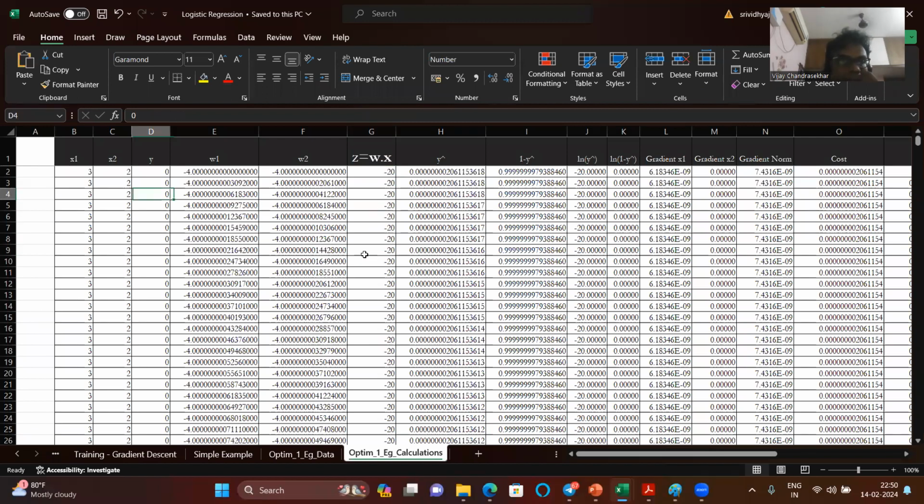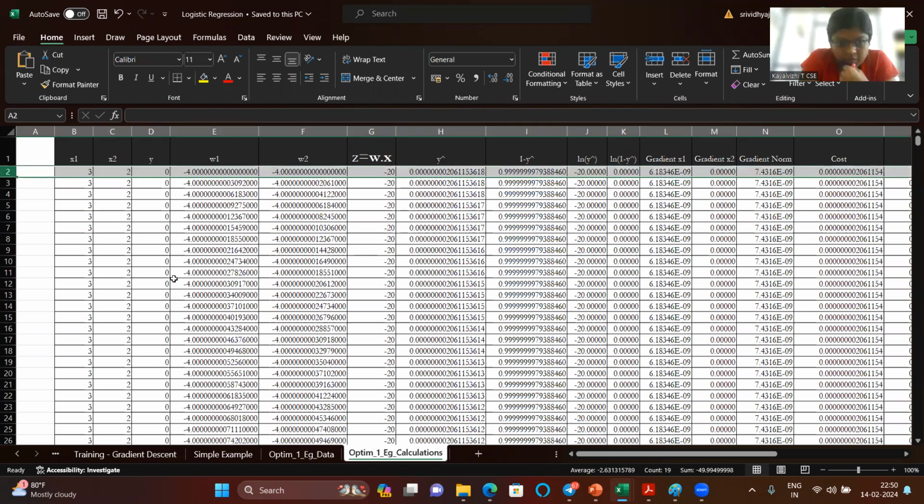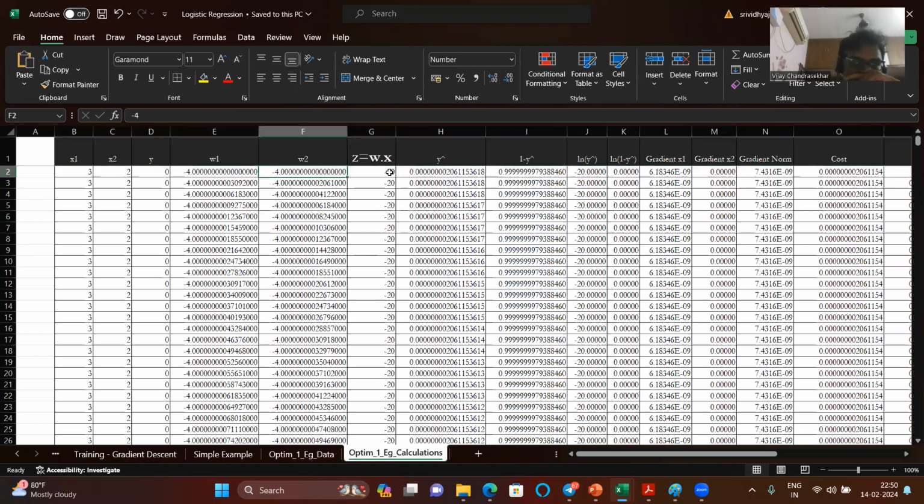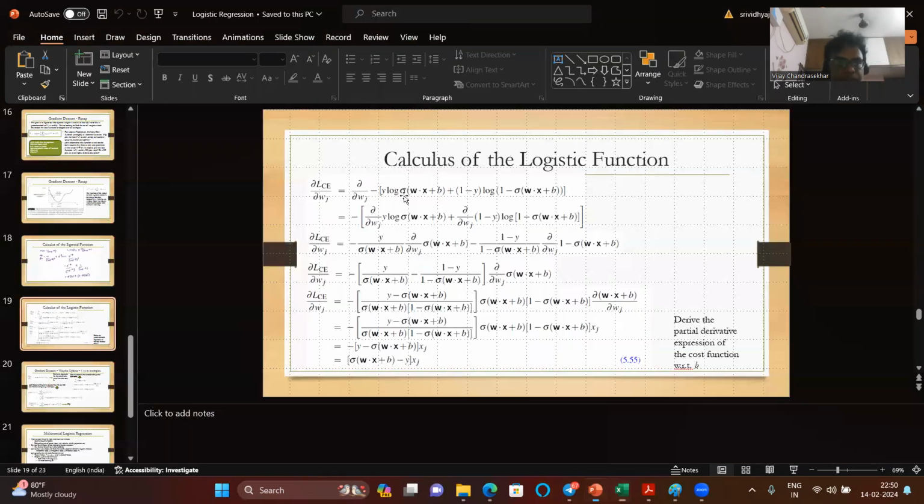So can somebody, again, to wake you folks up, for this row, how do you calculate z? I know the answer is -20, but how do you calculate? Take this row, I'm highlighting this row. 3 into -4 plus 2 into -4. That is right. So that works out to -20 here. Okay, fine. So that's z.